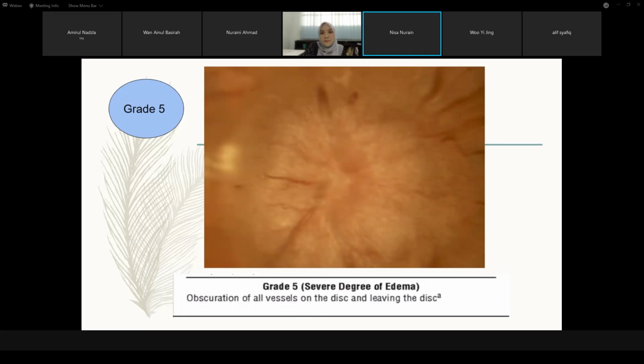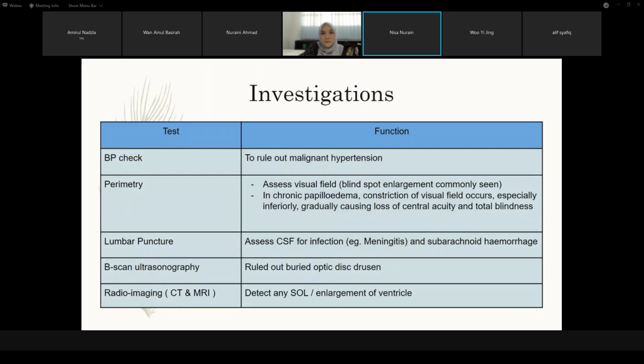So the last one is grade 5, the obscuration of vessel on the disc and the leaving disc. Kita dah tak nampak masuk mana-mana vessel dah dekat bahagian optic disc tu. This is a severe degree of edema. Okay, so for investigation, we have several.